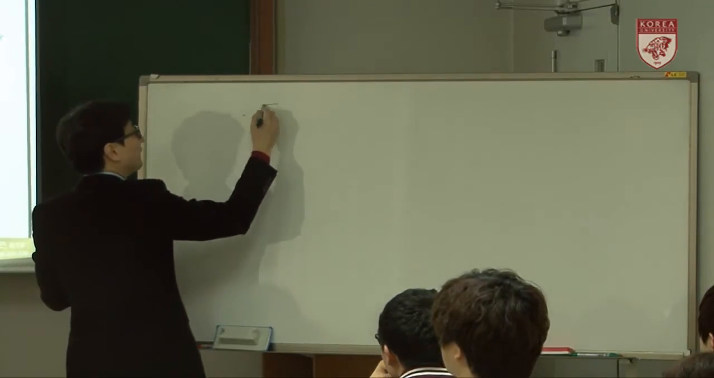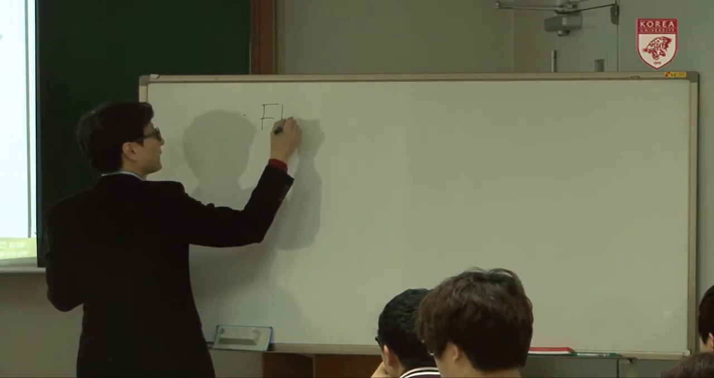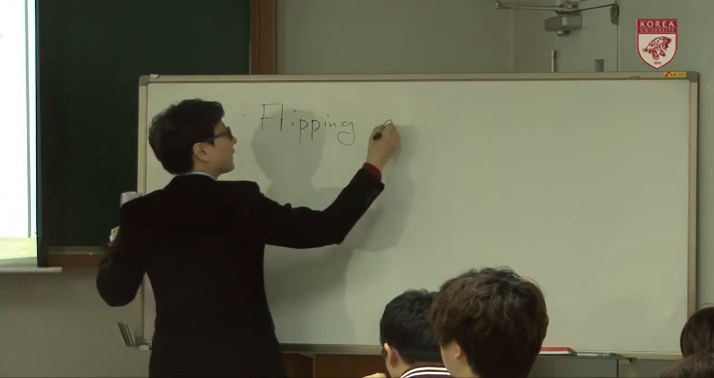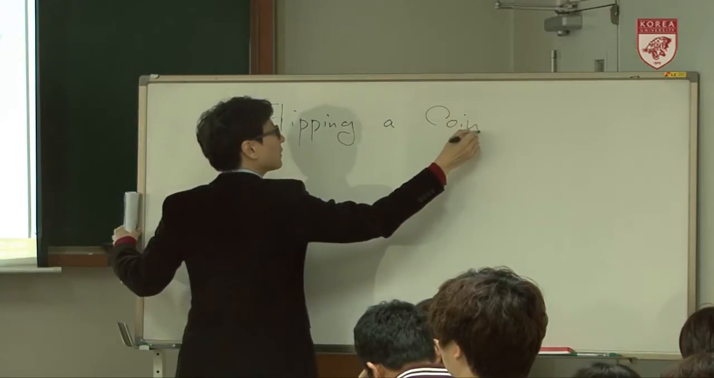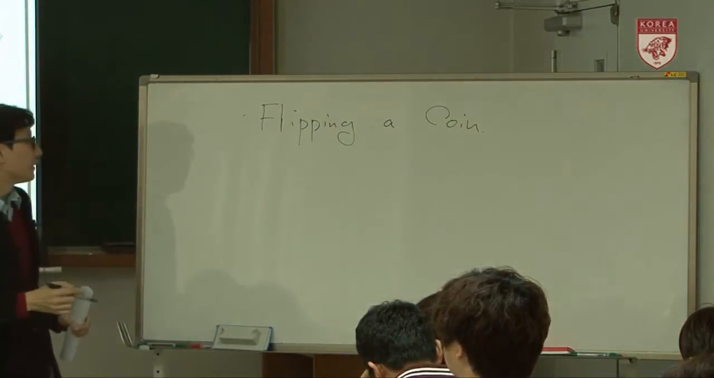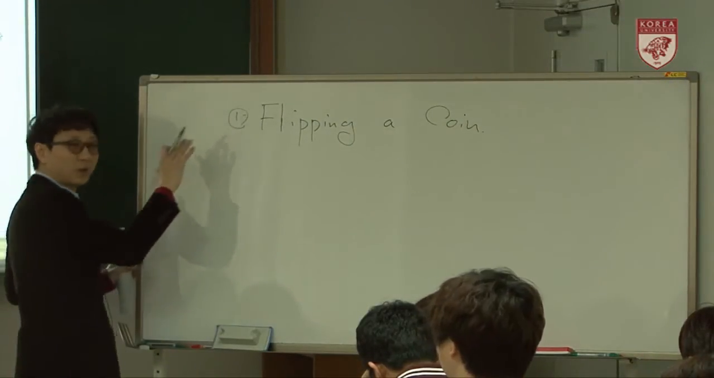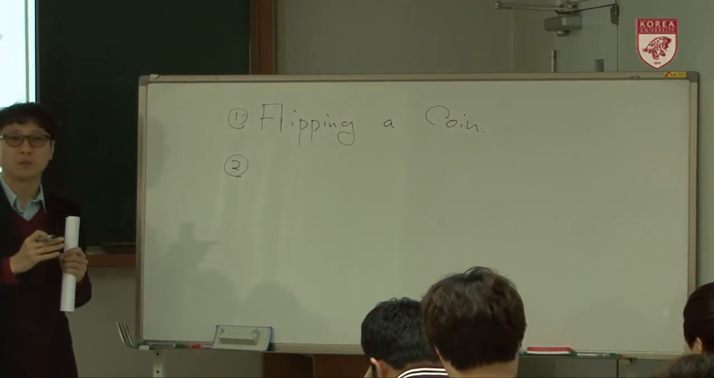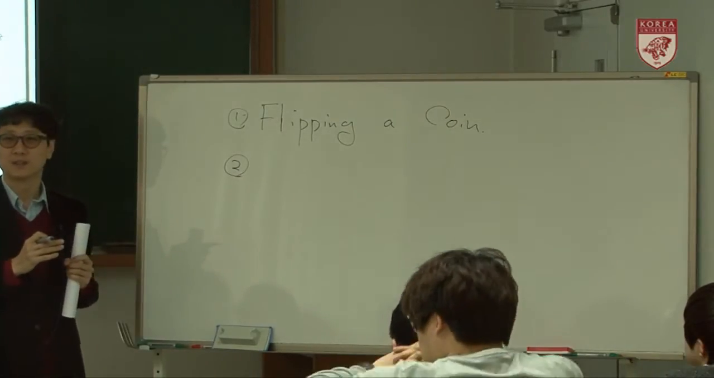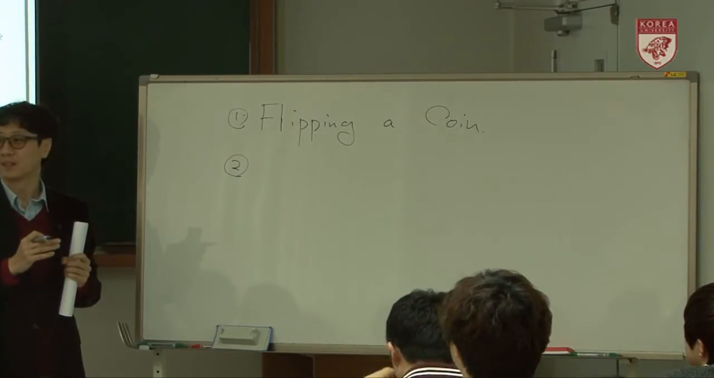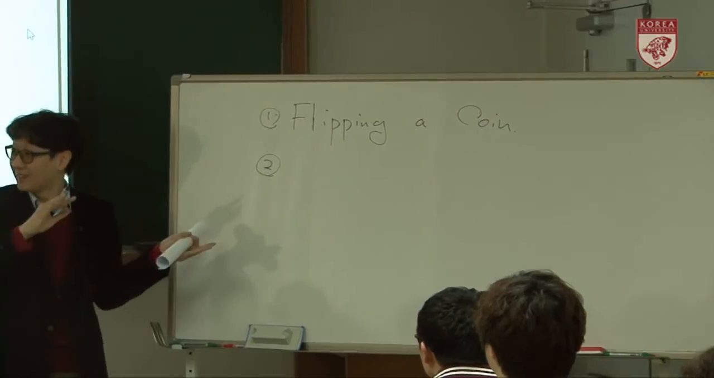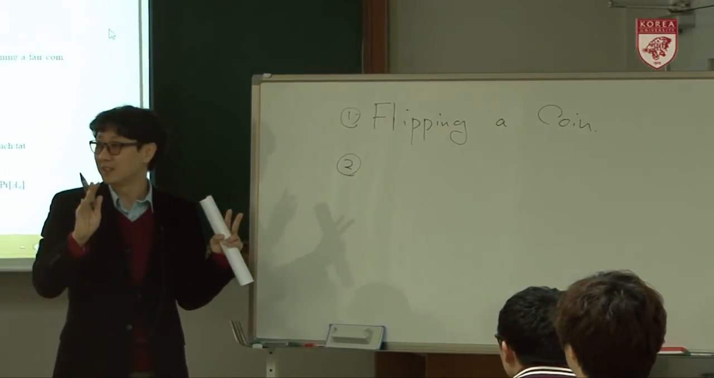We flip a coin. One, we are flipping a coin. Second, what can be the possible outcome of flipping a coin? Head or tail. Those are the two possible outcomes.